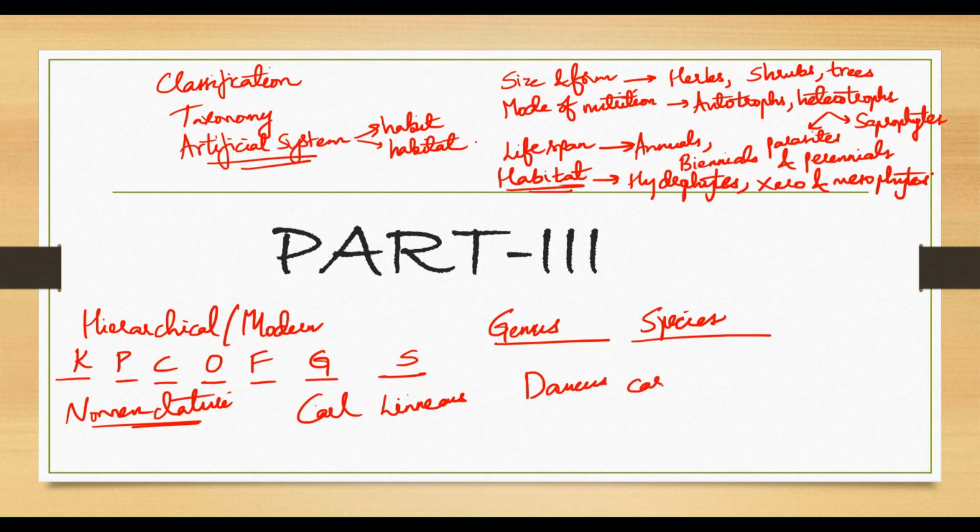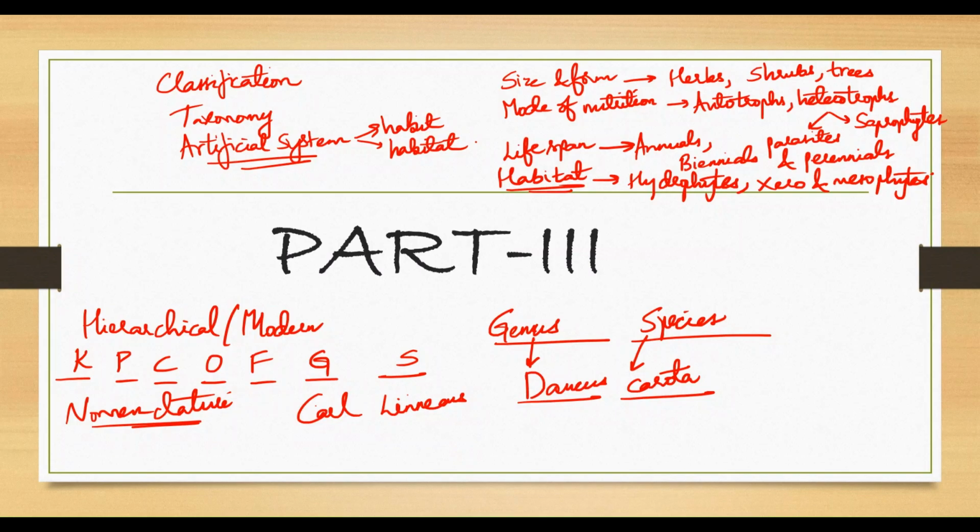Okay, so this is the generic name and this is the species name. When you write, they have to be underlined separately, and the generic name or the genus name begins with a capital letter and the species name with a small letter. So this is what we discussed yesterday.